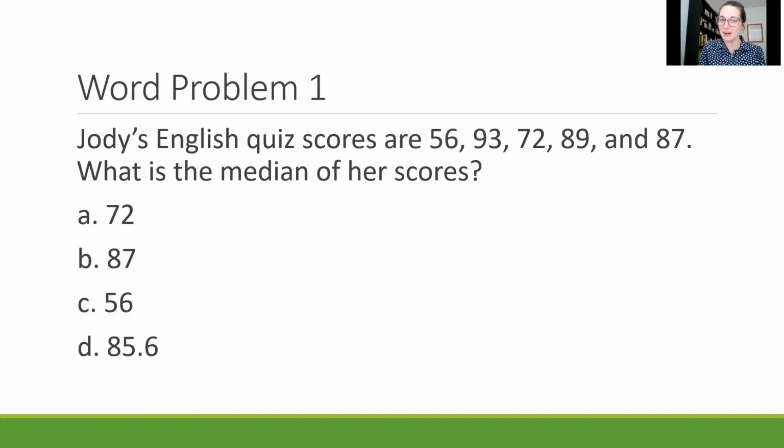So our first word problem says Jody's English quiz scores are 56, 93, 72, 89, and 87. What is the median of her scores? Well, in this case, you see the word median. So we need to highlight that information. We also need to note that there are 5 scores that we're working with.